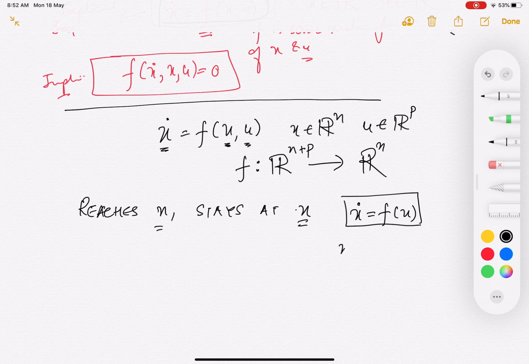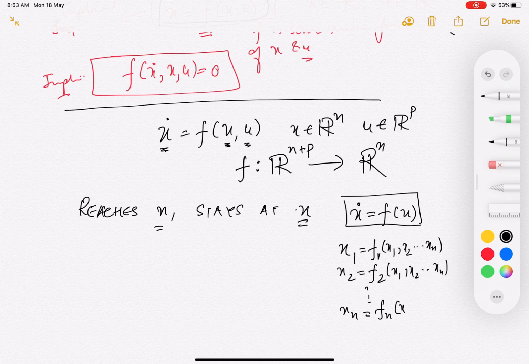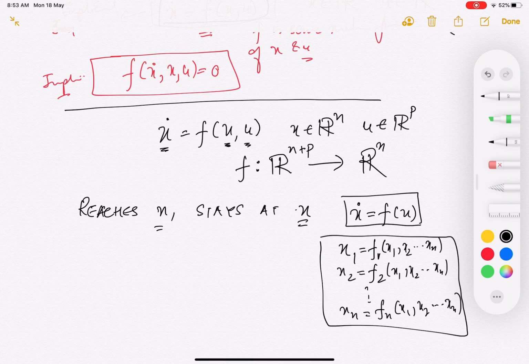So it's going to be something like x1 dot is equal to f1 of x1 comma x2 comma xn, right? x2 dot is some f2 of x1 comma x2 comma xn, right? And this will go all the way up to xn dot, which will be fn of x1 comma x2 comma xn. So this is the actual nonlinear system of n dimensions, and this is a compact way of representing it. So internally there is a possibility that there would be n nonlinear functions, and all of them would be functions of n variables.